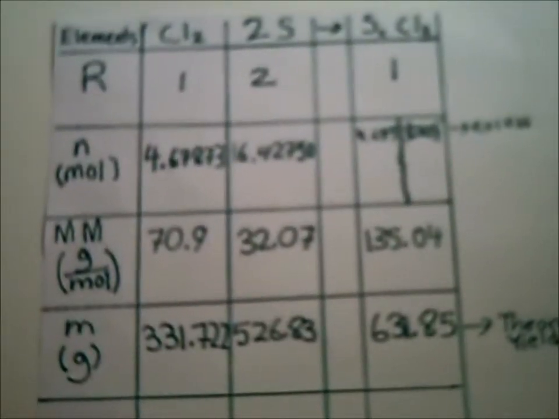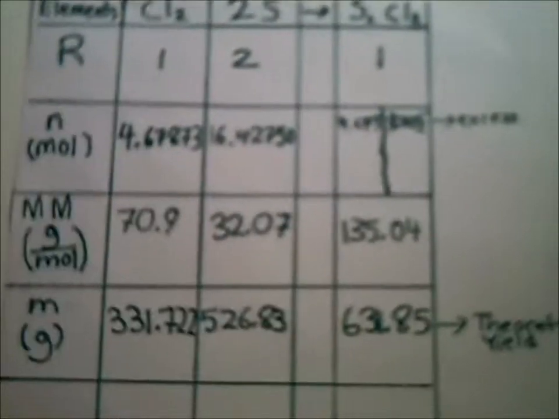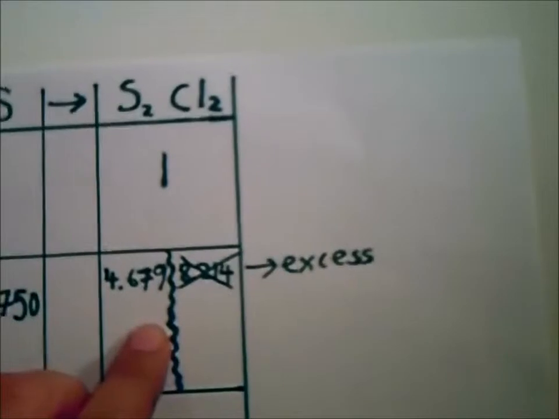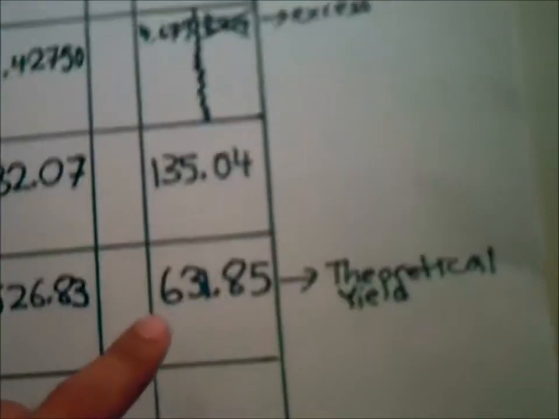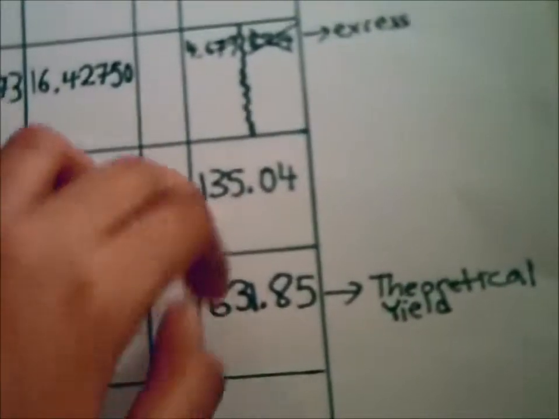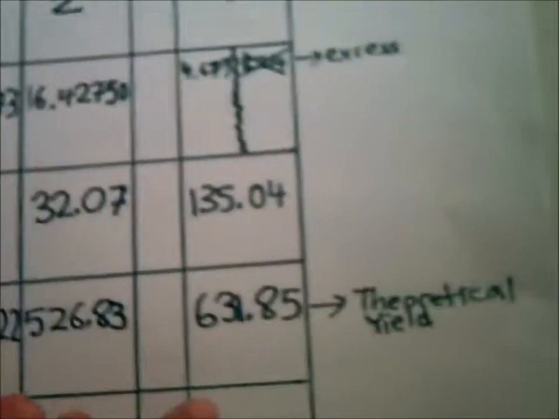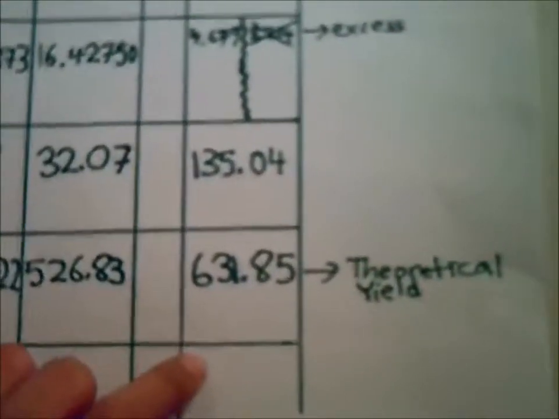To find the theoretical yield of a reaction, you use this chart to find the lowest amount of moles, which is the limiting reagent, and then you find the molar mass, and then you use the molar mass and the moles to find the mass, and that is your theoretical yield.